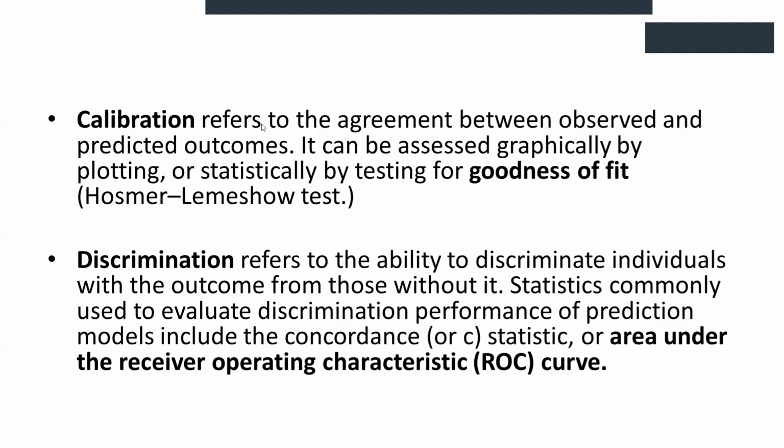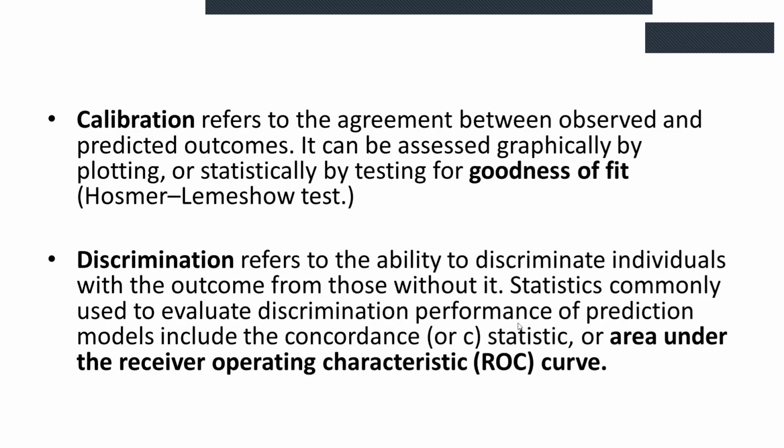So calibration refers to the agreement between the observed and the predicted outcomes. It can be assessed either graphically by plotting or statistically. By statistics, we would use what is called a goodness of fit test, and there are many such tests, and one of the examples would be the Hosmer-Lemeshow test. Coming to discrimination, it refers to the ability to discriminate individuals with the outcome from those without the outcome.